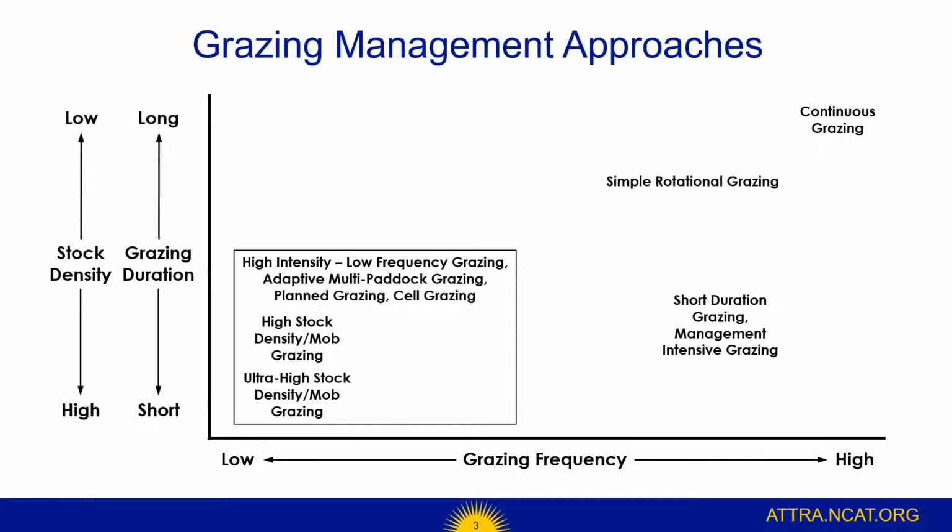Then we go to the other end of the extreme, down in the lower left, and you're getting into things like high stock density grazing or ultra high stock density grazing, where the animals are really being managed at a very, very high level. In a lot of cases, the animals are moving multiple times a day. I've even known of producers moving up to 8 to 10 times in a single day. So that's the other extreme.